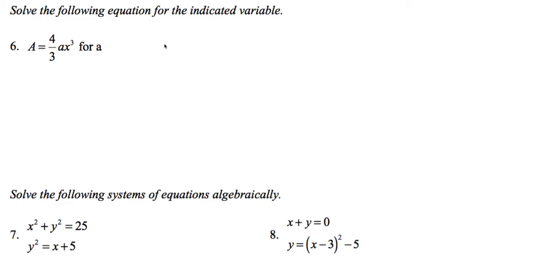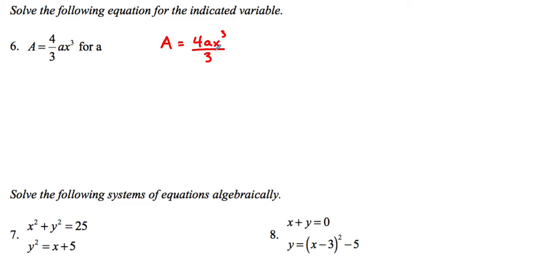I'm going to rewrite this so it looks a little more familiar, a little bit easier maybe for some people. I'm going to say capital A equals 4 times a times x to the third over 3. Now 4/3 is the same thing as multiplying the ax cubed by 4 and then dividing it all by 3. That's why I wrote it this way. You don't have to do it this way, but I just think this will help some people.